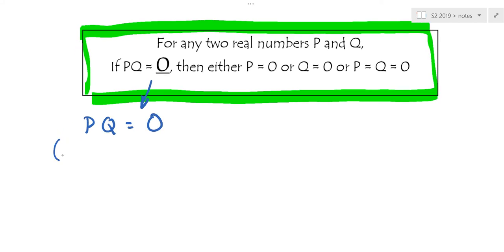Taishin, can you give me a number for P? A random number. 2. If P is 2, can you make a guess what Q is? Q must be 0. Do you understand? That means if P is any number, Q must be 0.